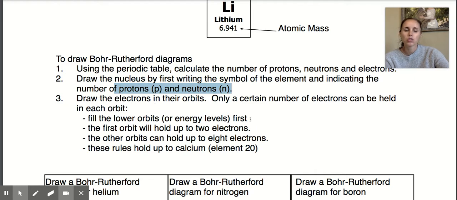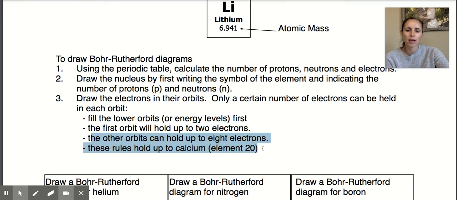A couple of rules when you're actually filling the orbits. You always want to fill the lowest orbit first. You always want to start in the circle that's closest to the nucleus and then move out as they get full. The first orbit can only hold 2 electrons. So your first circle is going to have 2 electrons. The next one is going to have 8, and the next one's going to have 8 after that.